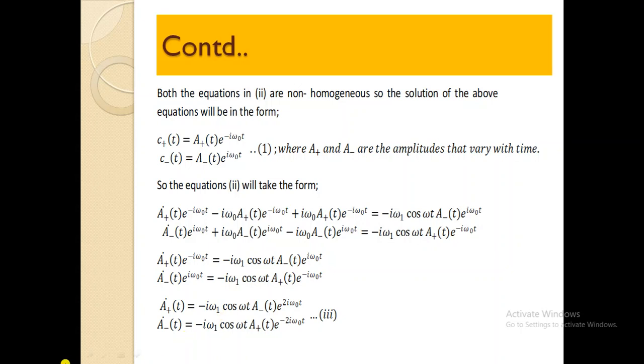Okay, so 1 by 2 will come to the front side, so it will be minus iω1/2, and one term has a frequency greater than 2ω0, which is not possible. So we will neglect that, and only the term containing the minus power we have used here, and it has become minus iω1/2 a_minus(t) e^(i(2ω0 − ω)t).